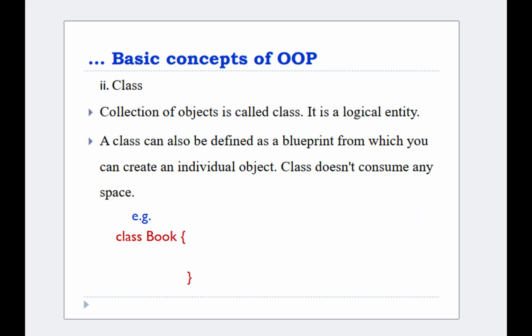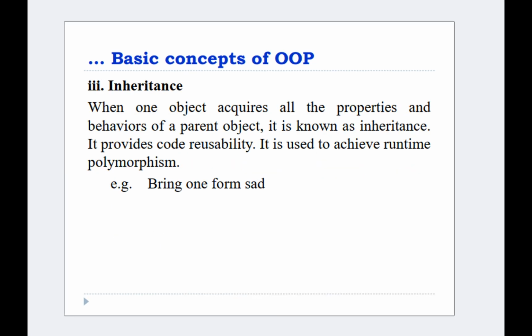Basic concepts of OOP 2. Class. A collection of objects is called a class. It is a logical entity. A class can also be defined as a blueprint from which you can create an individual object. A class doesn't consume any space, e.g. class Book.